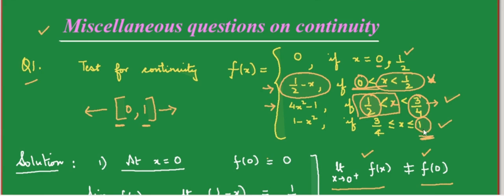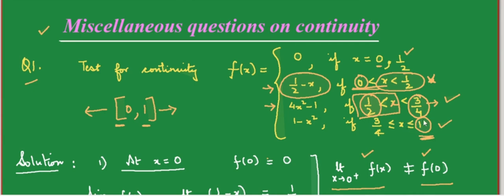Now moving on to the last point of discussion, which happens to be the right hand endpoint of the domain. It's 1. So let's test continuity at 1. Now obviously at 1 you'll be testing continuity only from the left. On the right of 1, the definition of f is not there, so we don't have to bother about the right hand limit. We just have to bother about the left hand limit and the value of the function.